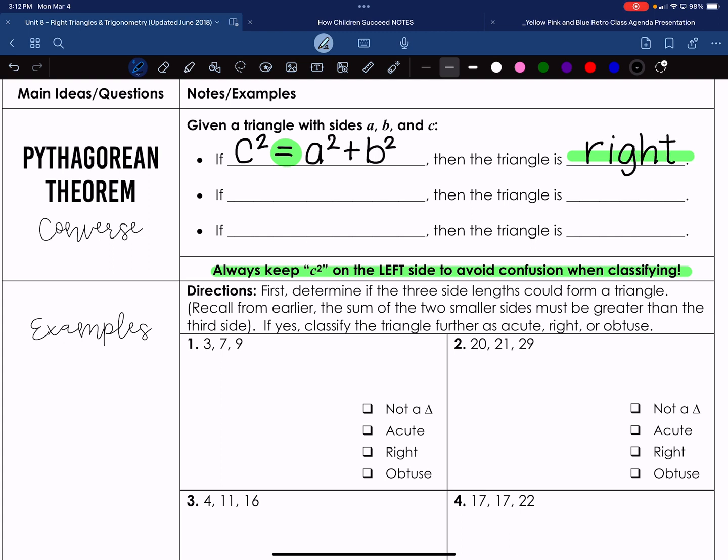Okay, so they're going to give you some numbers and they're going to say, hey, first of all, does this make a triangle? If it does make a triangle, what kind of triangle is it? So if you plug in your numbers and you find out that c squared is equal to a squared plus b squared, it's going to be a right triangle. If c squared is less than a squared plus b squared, you get an acute triangle. Think about it. An acute angle is less than 90 degrees. If your number is less than the other side, it's going to be acute. So if it's more than, it would be obtuse.